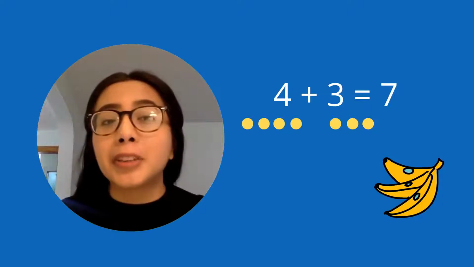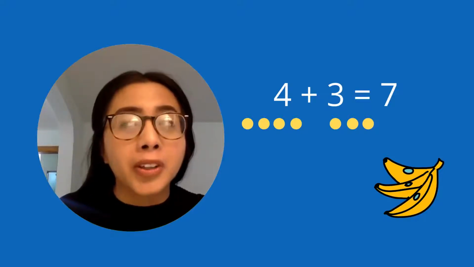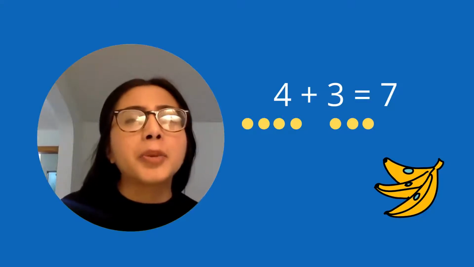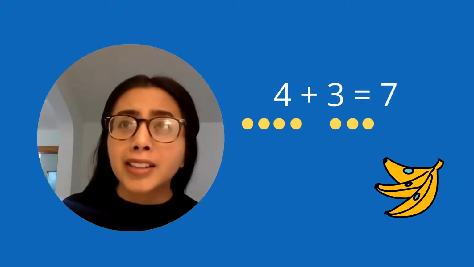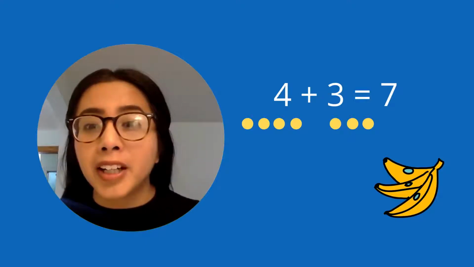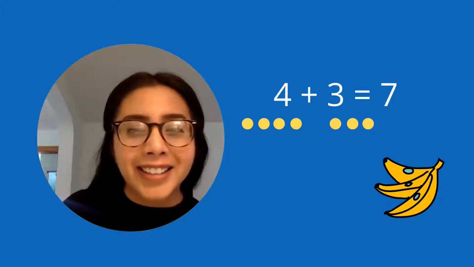Let's solve this number sentence that we see on the screen. It says 4 plus 3 equals, what's the answer? 7. And now let's pretend that these circles, the 4 and 3 circles, are bananas. What if I say, what's 4 bananas plus 3 bananas? What's my answer now? It's still 7 bananas.